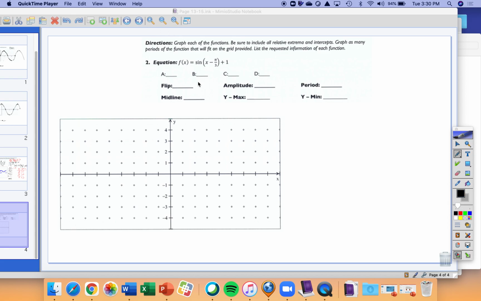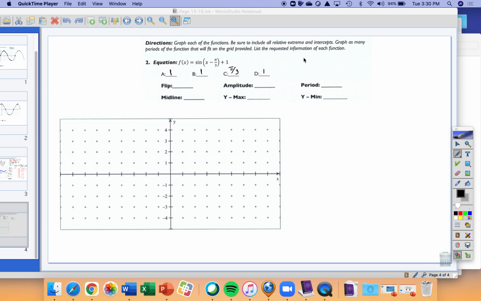So here we are looking at a. A is the value in front. Since I don't see a number in front, the a is going to be 1. It's not 0, it is 1. B is the number in front of here, which is also 1. C is this pi over 3 number, so pi over 3. And then D is 1.